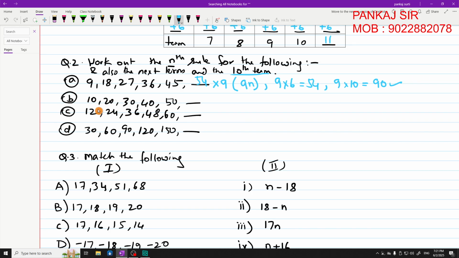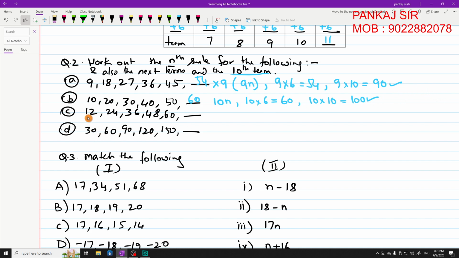Now let us work out this. This is 10, 20, 30, 40, 50. So the first term is 10, so the nth term of the sequence is 10n. Now 10 into 1 is 10, 10 into 2 is 20. Now this is the 1, 2, 3, 4, 5 and 6th term. So it will be 10 into 6 and that works out to 60. And of course the 10th term will be 10 times, instead of n I will be putting 10. So the 10th term will be 10 times 10 which is equal to 100.